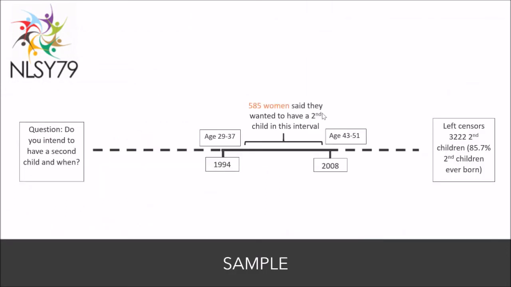I must stress that the sample here is a bit different to the work I presented earlier. It's much more selective because this survey only asked this question from 1994 onwards, which means the women of the cohort were already aged 29 to 37. This means it's a select group of older women with later second childbearing, and indeed it census around 85% of second children ever born. So please be aware that this is a select group of women.